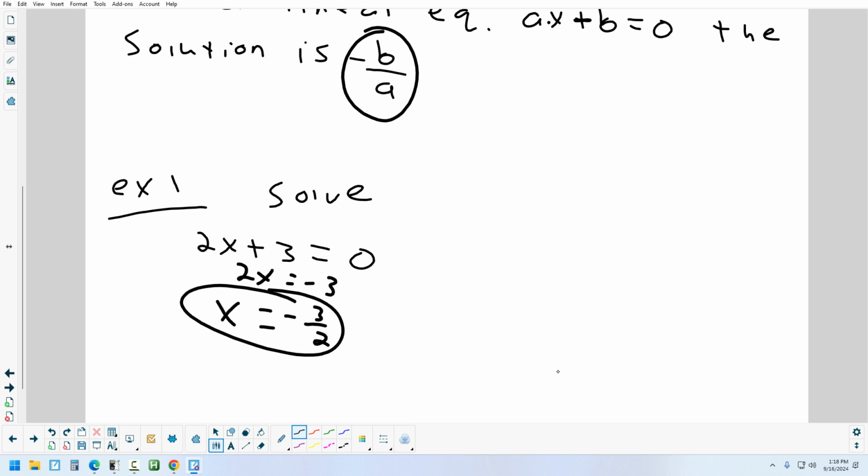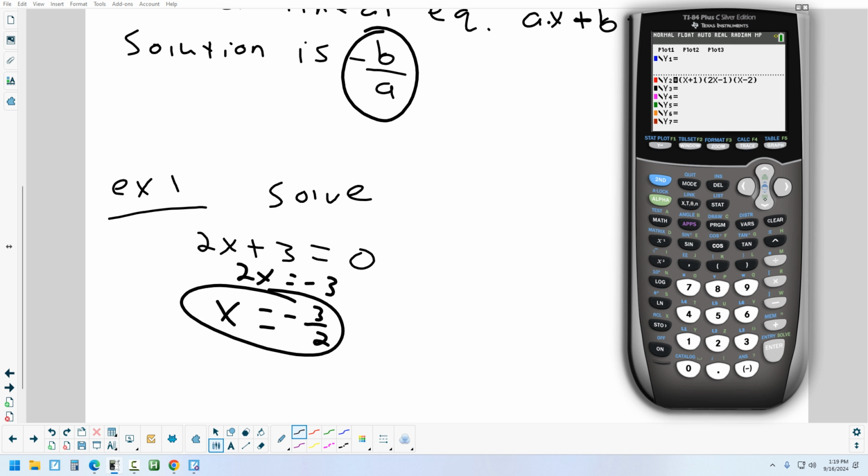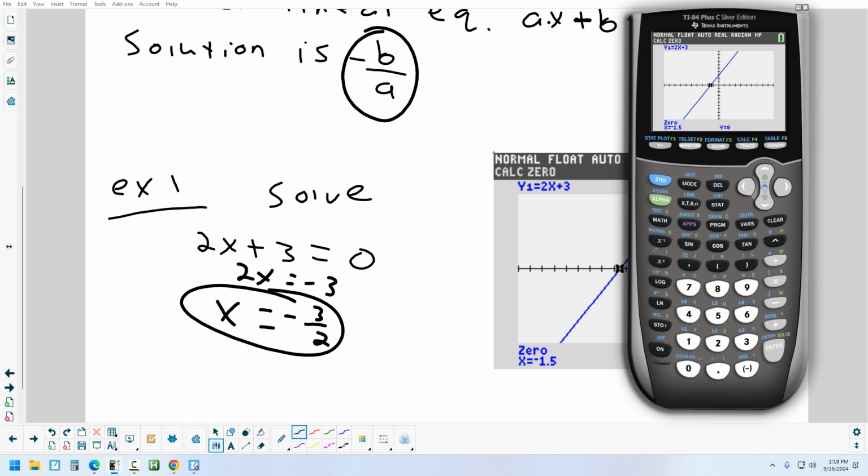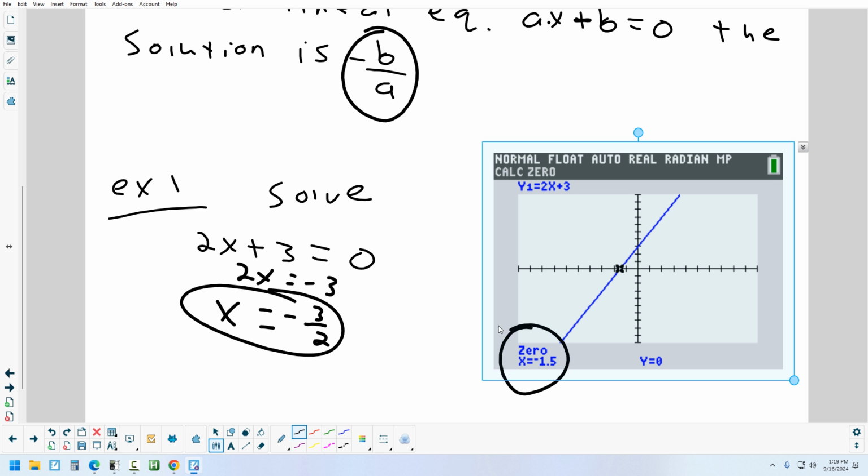Could you solve it on a calculator? You want me to? Yes, please. So 2x, I'm going to get rid of everything else. 2x plus 3, I'll do zoom 6, and I'm looking for where it crosses the x-axis. Second, calc, 0. Pick a point that I know is to the left. Pick a point to the right. And do the guess. And it gives me negative 1.5, which is exactly what we got.